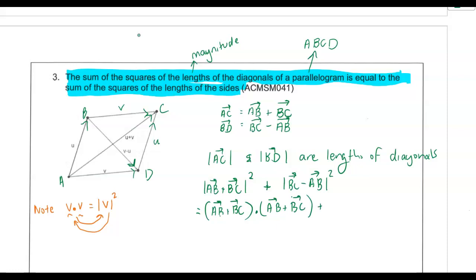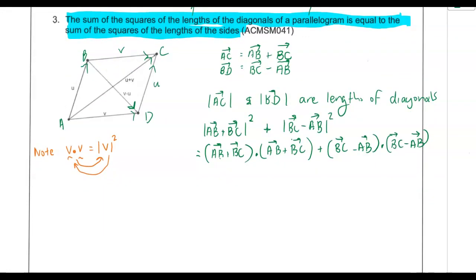plus the dot product of the next two as well. So BC minus AB dot product BC minus AB, noting they're all vectors, and this dot is the dot product. So we can expand that out. Okay, so I'm going to pause the video and expand it out and show you what I end up with.